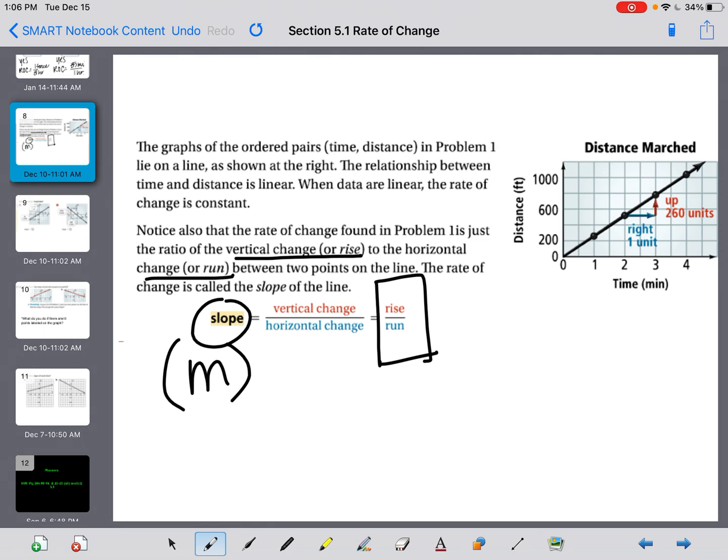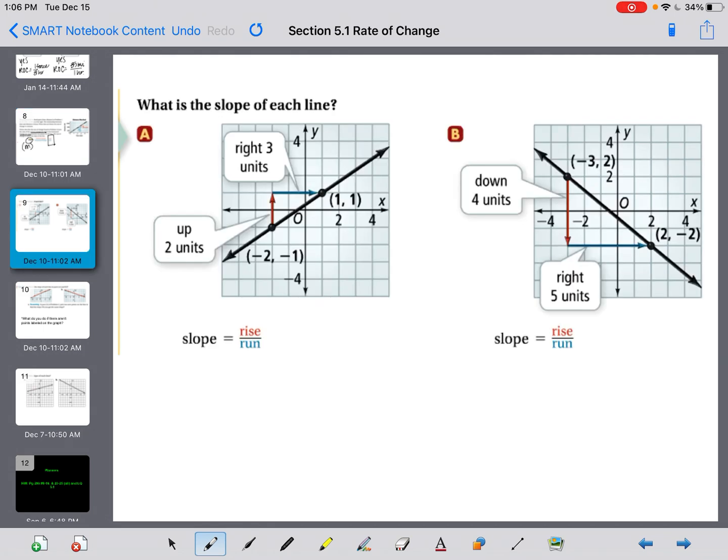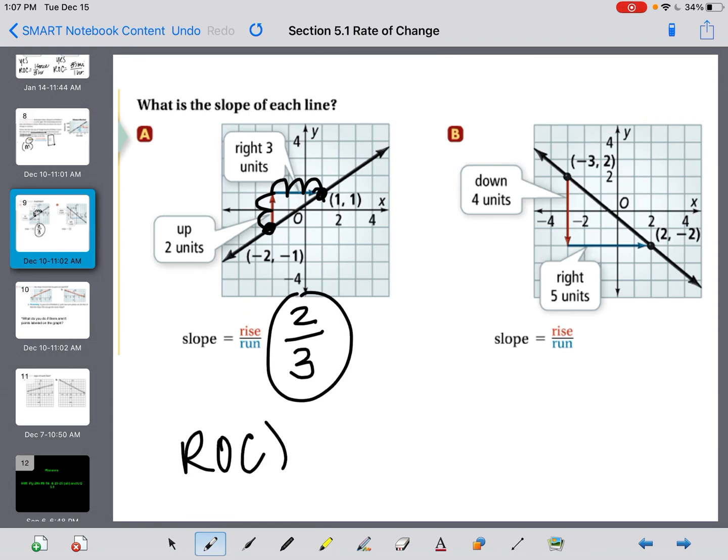Okay, so when you have a graph, you can find the rate of change just by finding the rise over the run. In this case, we have a point here and a point here. We go up 2 units and we run 3 units. So your slope or your rate of change is 2 over 3.